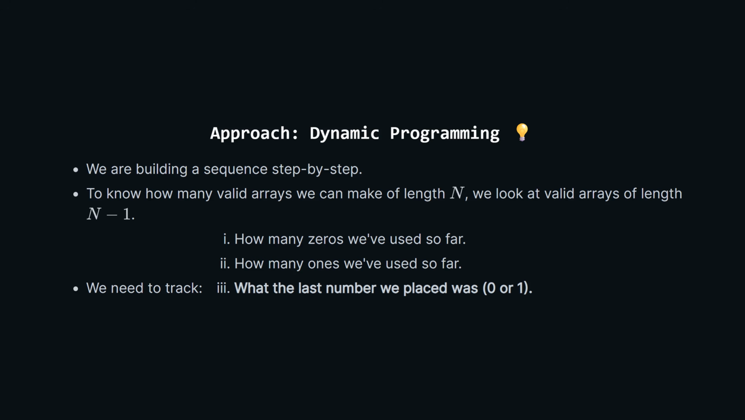Because we are building these sequences up one element at a time, this is a perfect job for dynamic programming. To figure out the number of valid sequences at a certain step, we can look backwards at the previous steps. To do this correctly, our table needs to track three things: the number of zeros we've placed, the number of ones we've placed, and crucially, whether the very last number we put down was a 0 or a 1.